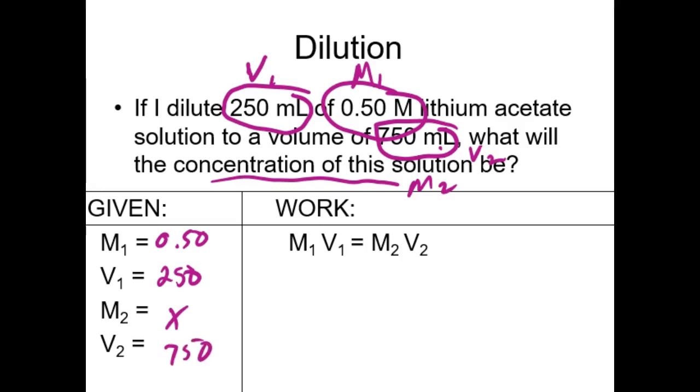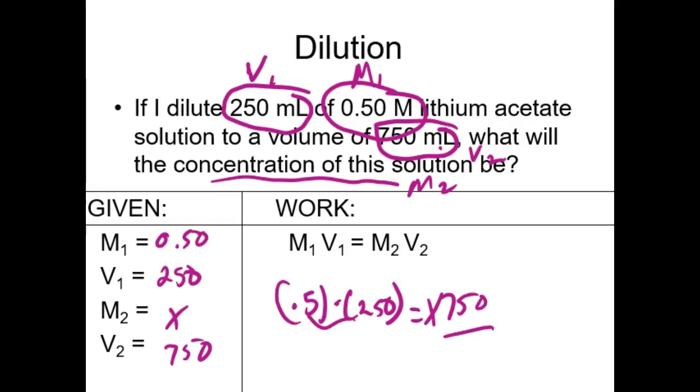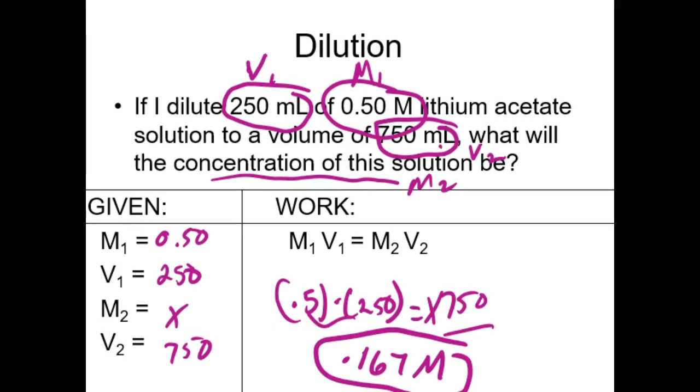Okay, you plug in your values. You put in 0.5 times 250 equals 750 times X, okay? Multiply these two and divide by this one. So what you end up with is 0.167 molarity. And it should be weaker because it says it's diluted. And we started out with a 0.5, we ended up with a 0.167.